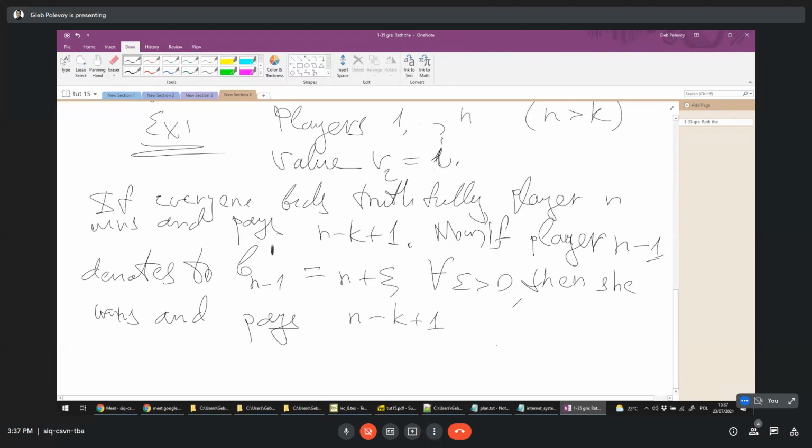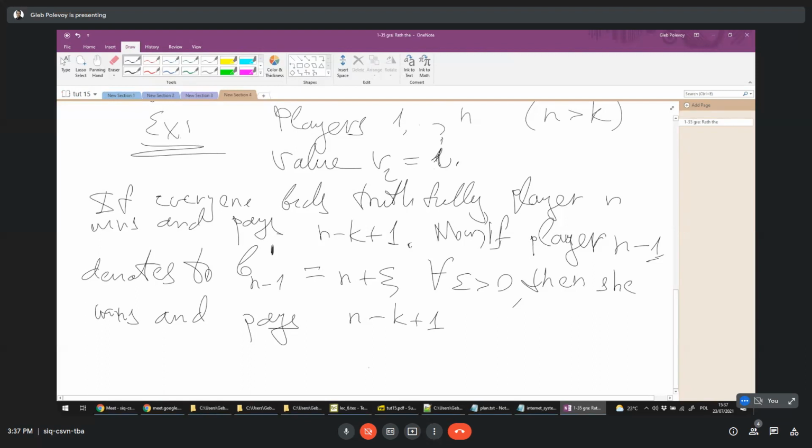Let's calculate. She pays n minus k plus 1. Her value is the same, but let's now show that it actually is an increase. First, do you agree that she pays n minus k plus 1? She pays n minus 1 minus k plus 1, right? Because her value has not changed. She beat something different now. Yes, but her value was n minus 1, right? Yes.